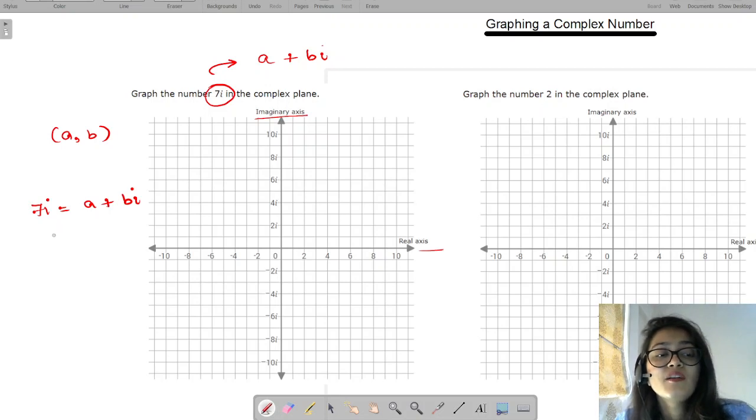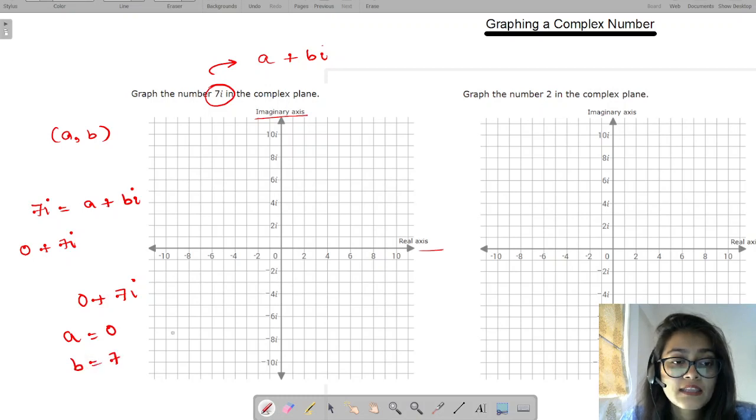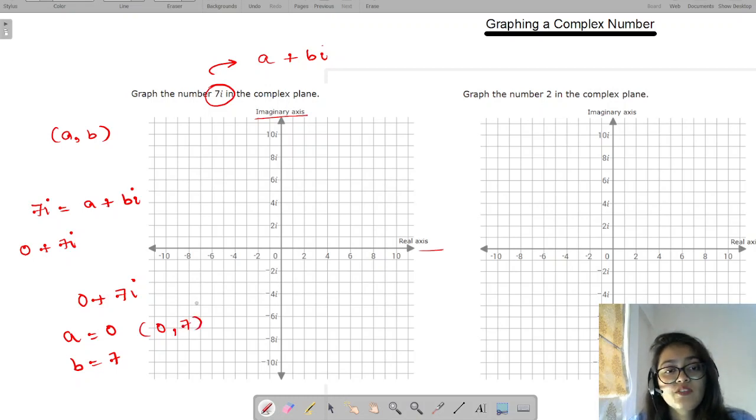So if we compare 7i with a plus bi, we can see that here real part does not exist. Real part is 0 over here, so I can write it as 0 plus 7i, right? So that means that the value of a is 0 here and value of b is 7. That means I have this point 0 comma 7. Now I just have to plot this point 0 comma 7.